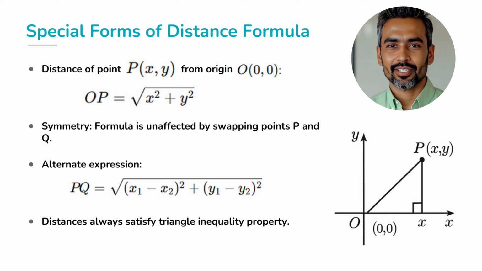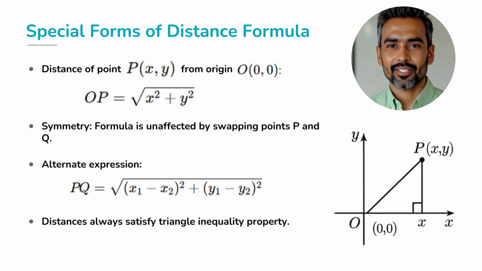Alright, let's warm up with something even simpler. If both points lie on the x-axis, say A at (4, 0) and B at (6, 0), then the distance is just 6 minus 4, which is 2 units. That's like counting steps along a straight corridor.